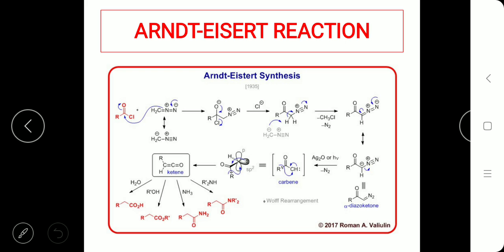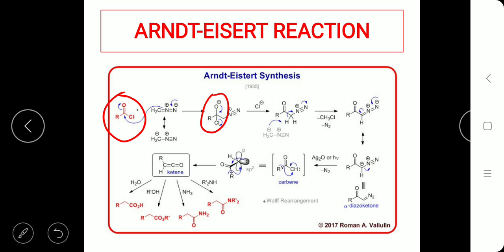So the first step is we have an acid, RCOOH, in reaction with thionyl chloride, which is going to give us an acid chloride, RC double bond O Cl. Now in this reaction we are making use of diazomethane. So here we know that the carbonyl carbon is highly electropositive. So what happens here is the nitrogen is going to attack the carbonyl carbon and there is going to be the movement of electrons towards oxygen to give O minus.